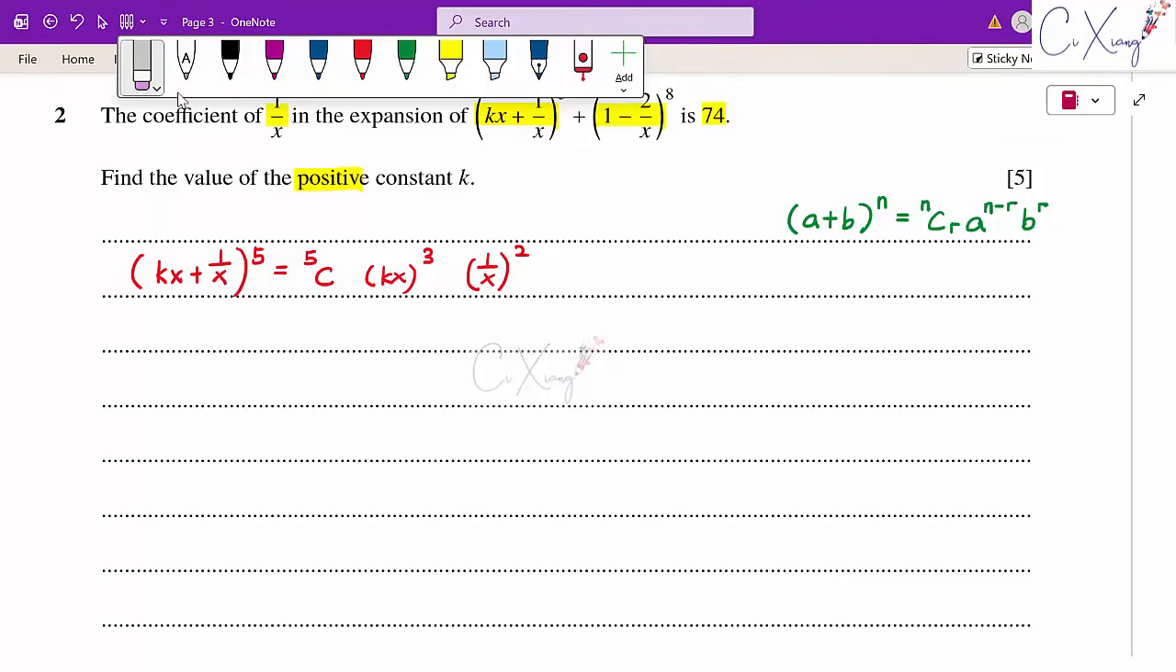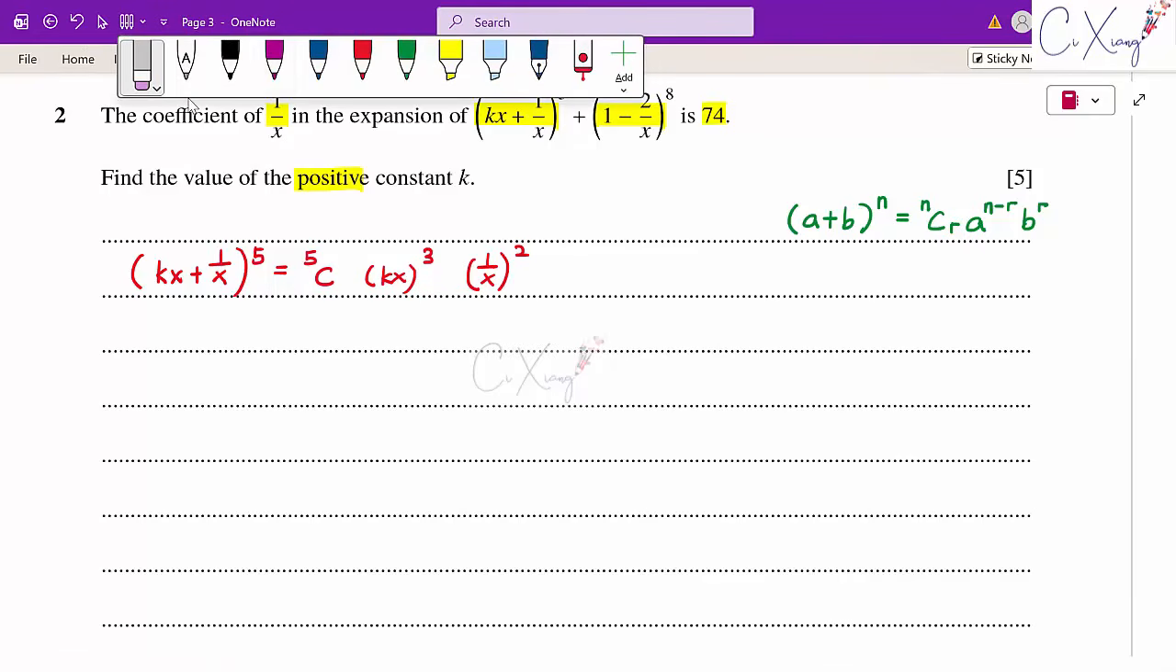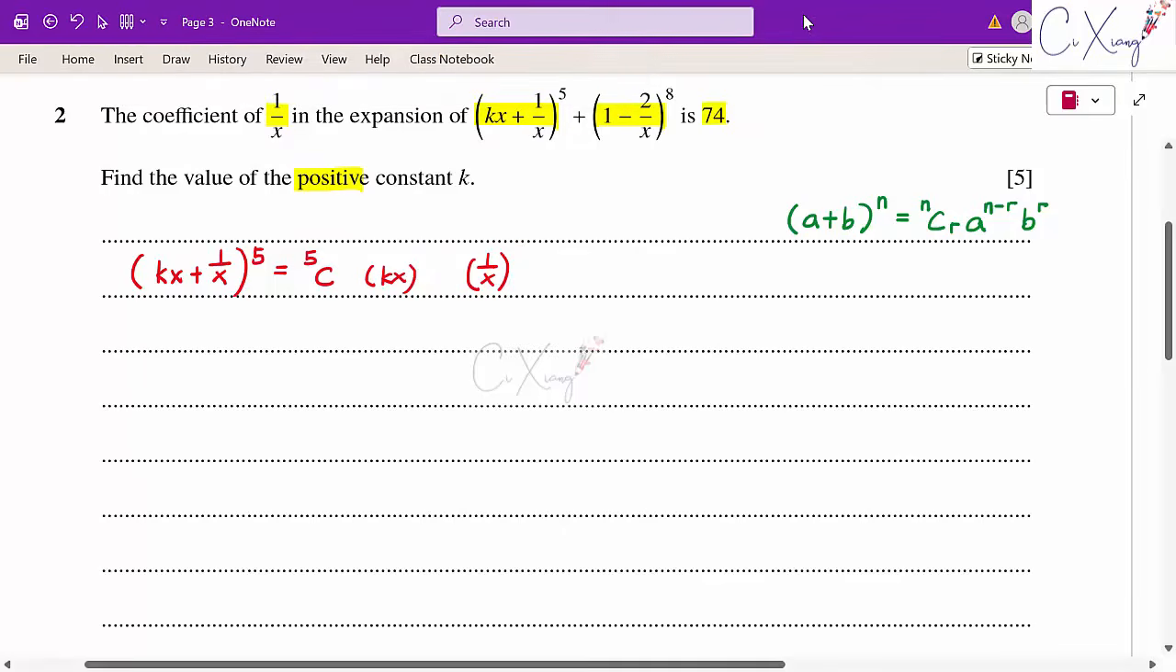If I try 3 and 2, then when I simplify them, I'll get x power 1, which is not what I want because I want 1 over x. So by try and error, this is not the correct power. What I should do is try the other way, 2 and 3, because 2 plus 3 is still power 5.